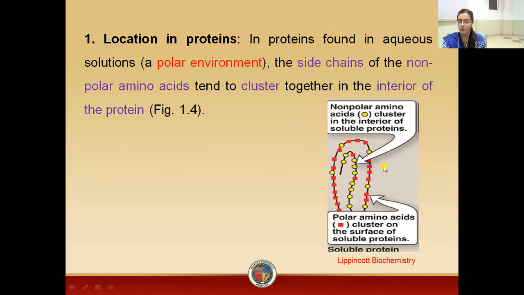This diagram represents a non-polar amino acid, shown in yellow, and a surrounding environment that is an aqueous solution. What will happen in that case? The R group of the amino acid will cluster in the interior of the protein. But if we have a polar amino acid, represented by the red color, it will cluster on the surface of the soluble protein. So this is the difference between the locations of the R groups of non-polar and polar amino acids.